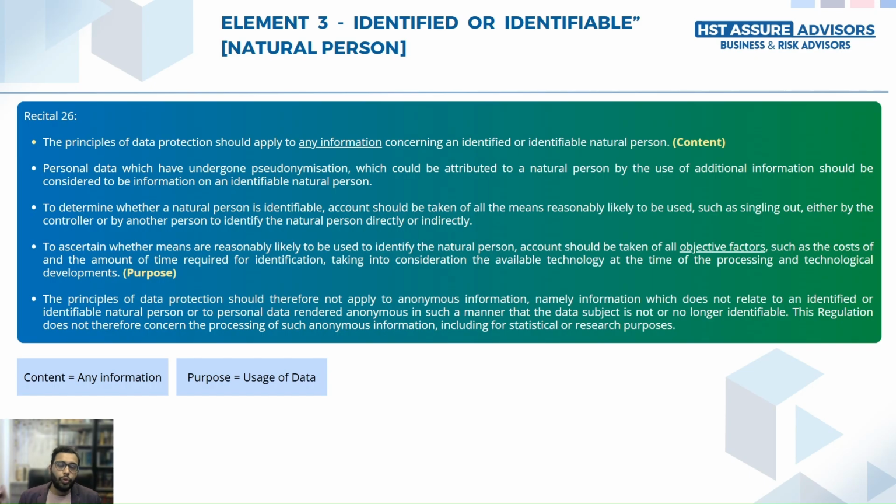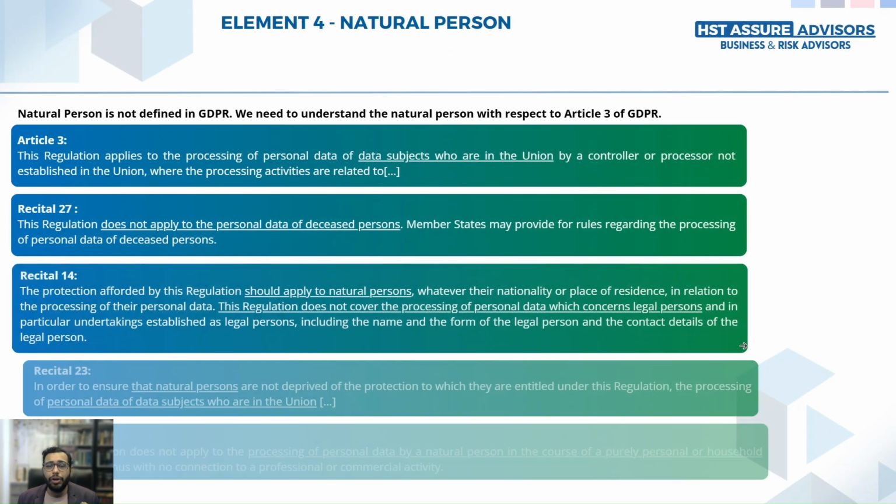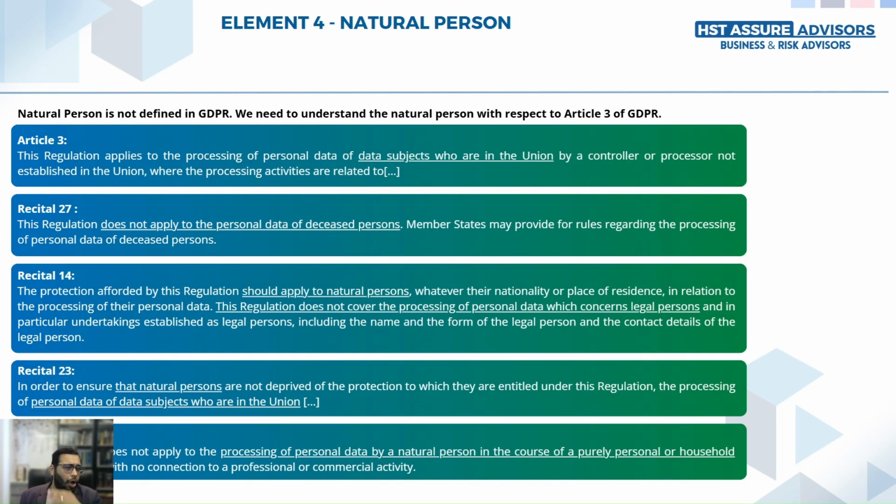Now we will move to our last and very important element, which is natural person. Element number 4, natural person. Now natural person is not defined in the GDPR. It is not there in Article 4.1. But if you want to understand natural person, we need to take support from other recitals and articles. For example, Article 3 talks about the regulation applying to the processing of personal data of data subjects who are in the Union. So first of all, we are talking about data subjects who are in the Union.